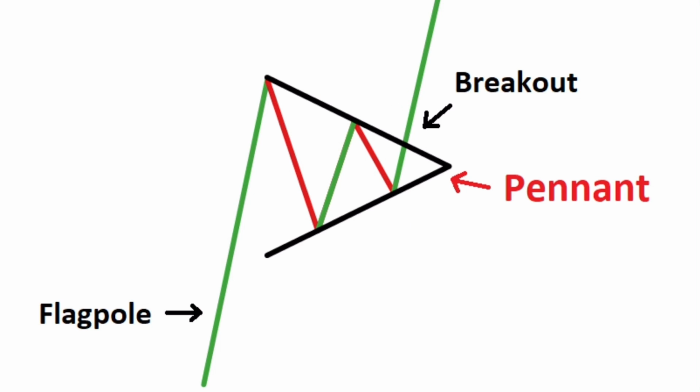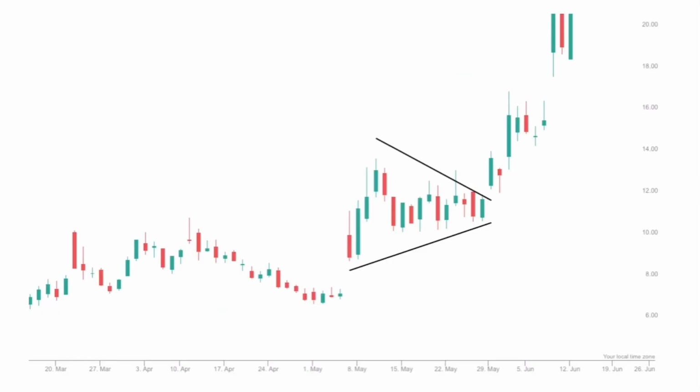So let's take a look at this pattern on a chart. As you can see, while this bullish pennant is missing a flagpole, it still ended up forming a perfect pennant shape, and then it broke out above the pennant, which led to a breakout.